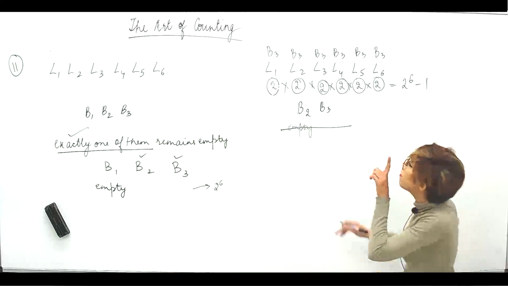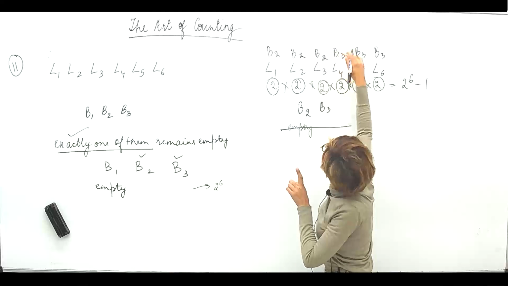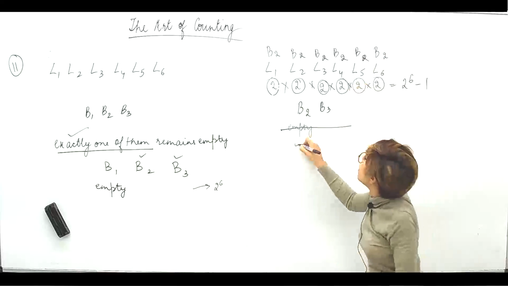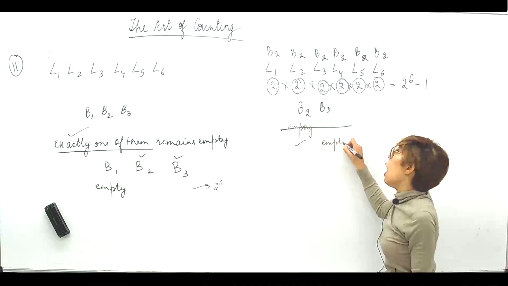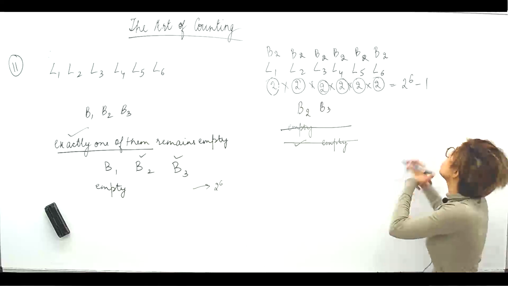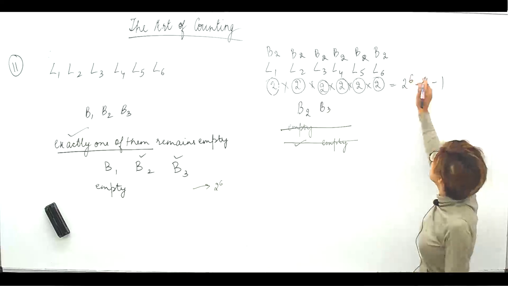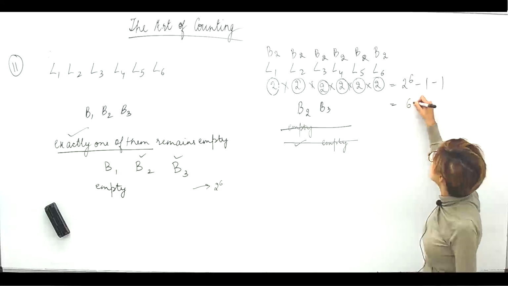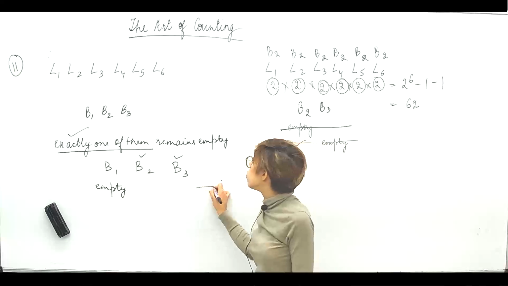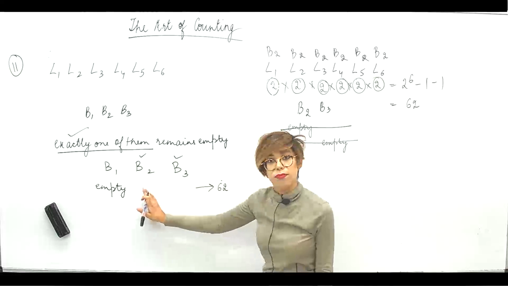But wait a second, what if there is also a case when all of them go into B2? If all of them go into B2, that means B3 is empty. I also don't want this case. So that's absolutely fine, just one case. That's it. Problematic cases separated out. So 2 raised to the power 6 is what? 64. So from here I have 62. Basically, if B1 is empty, I will have 62 ways of distributing 6 letters amongst these 2.